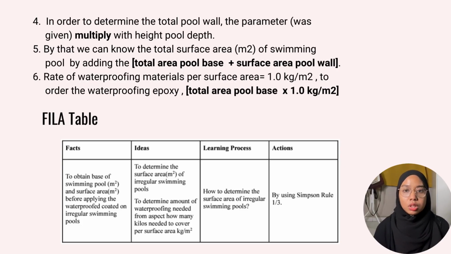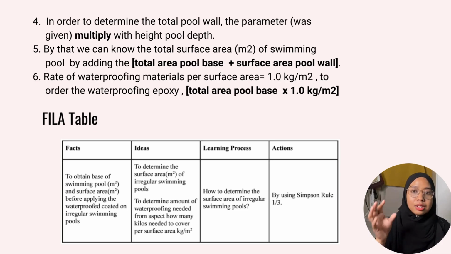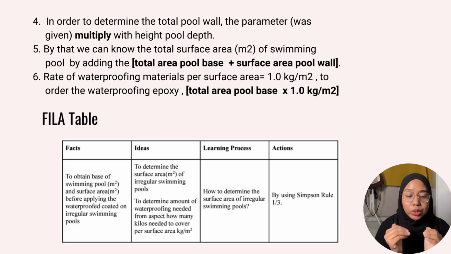To determine the total pool wall, we need to multiply the perimeter of the swimming pool and the height of the pool depth. And after that, as the total pool base was tabulated and also the surface area of the pool wall tabulated, we need to add these two values in order for us to find the total surface area of the swimming pool.